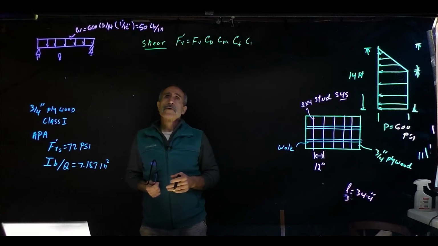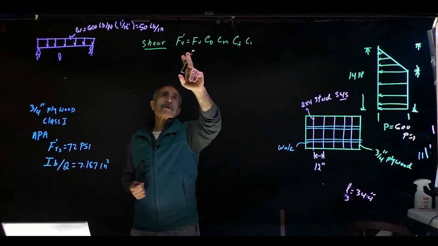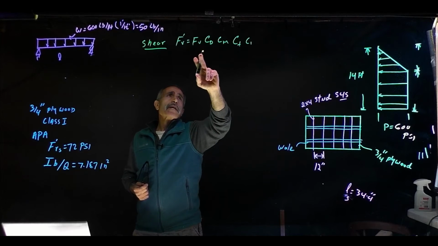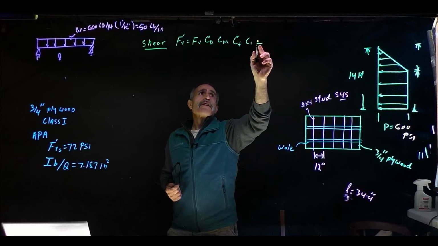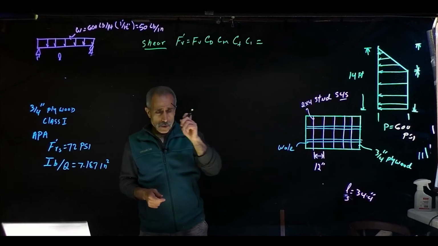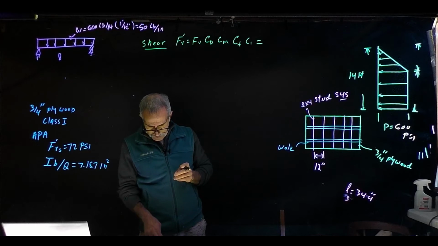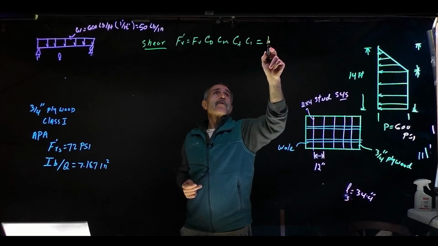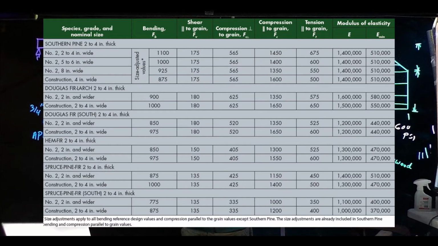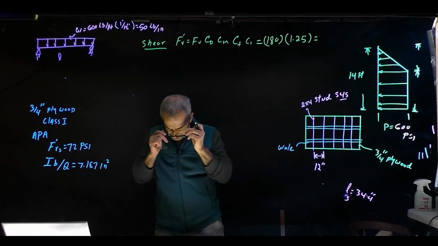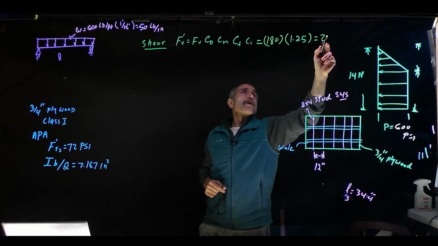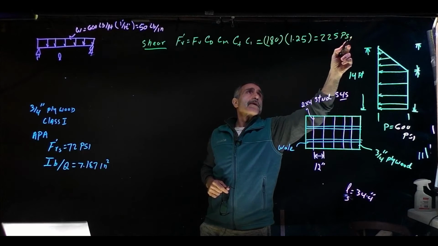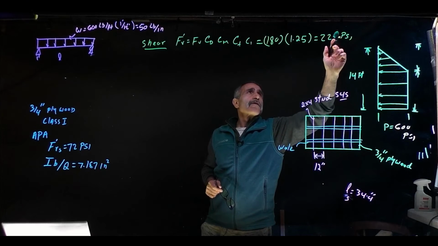Next thing we're going to do is check for shear. F_v prime is equal to F_v, C_D, C_M. They're all 1 except for C_D, so it's basically F_v from the table. It's on a board, and it comes out to 180. So that's 180 times 1.25, which equals 225 psi.